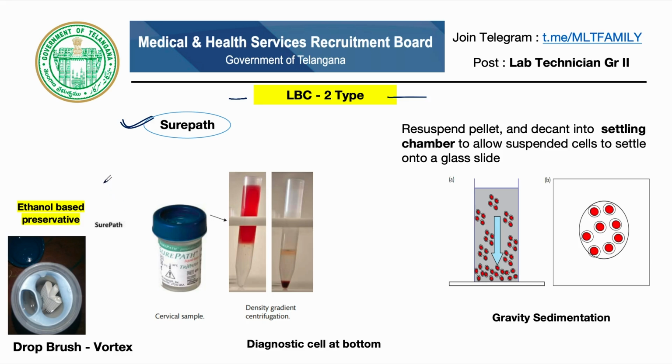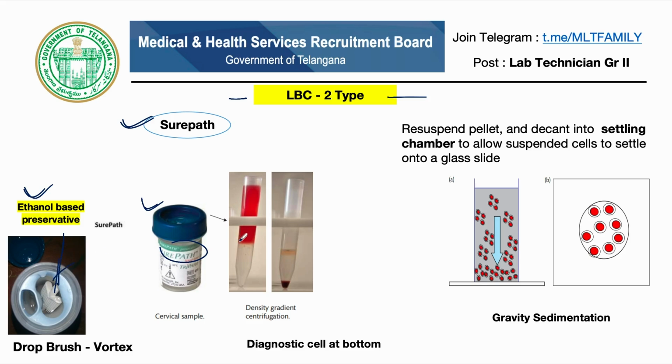Okay, so the first of this kind of container is called SurePath. In this there is an ethanol based preservative. When we collect the sample with a cervix brush, like I showed you earlier, we will just drop the brush into the container and send it to the laboratory.